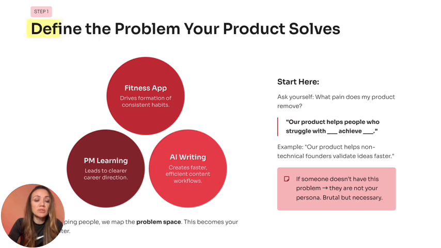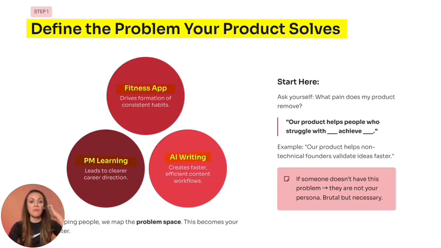All right, so now we need to define the problem that your product solves. Here are some examples: PM learning, like upskilling PMs, Product School, which I recommend; a fitness app that drives formation of consistent habits; and for example, AI writing, which creates faster, more efficient content and workflow. So how do you frame it? You are saying, okay, our product helps people who struggle with something achieve something. An example is, our product helps non-technical founders validate ideas fast.